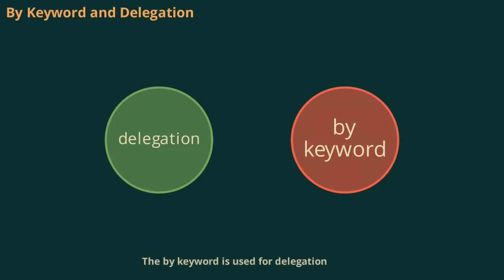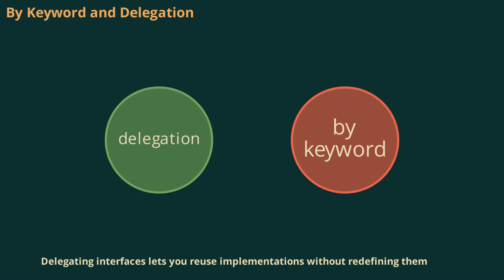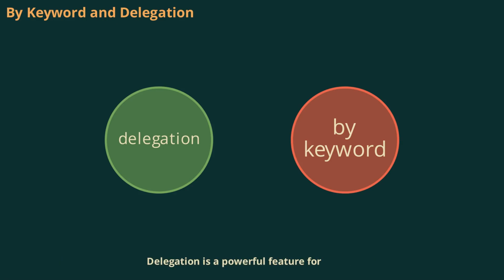The by keyword is used for delegation, allowing one object to delegate functionality to another. This reduces boilerplate and enables code reuse. Delegating properties, such as by lazy, initialize a property only when accessed. Delegating interfaces lets you reuse implementations without redefining them. Delegation is a powerful feature for building flexible and maintainable code structures.